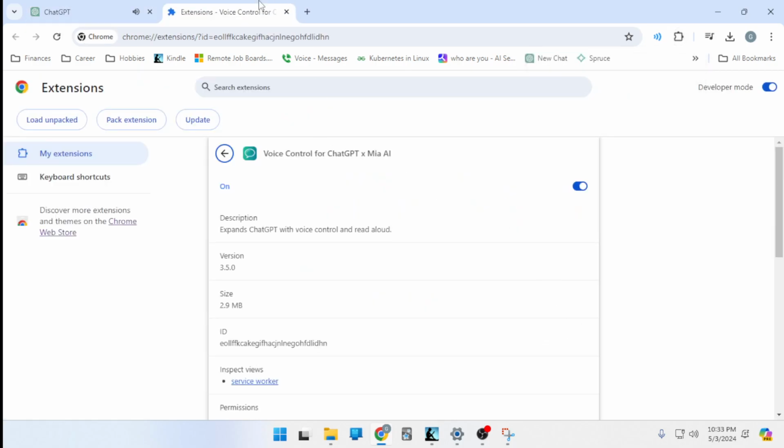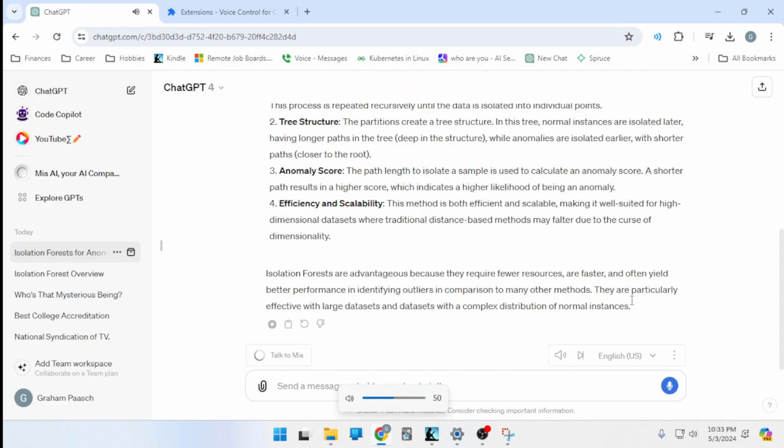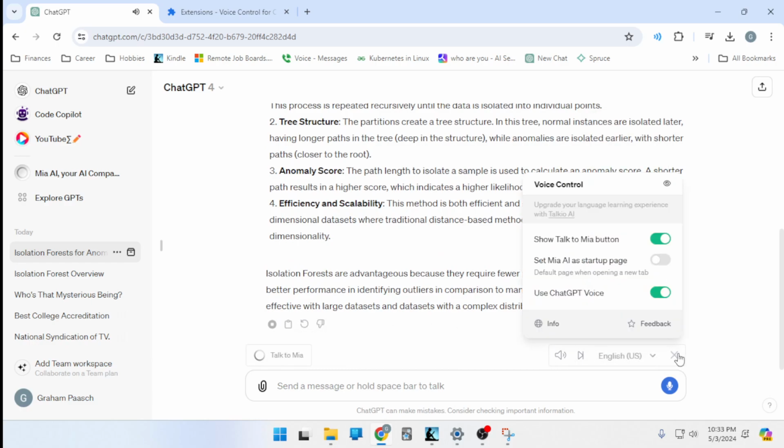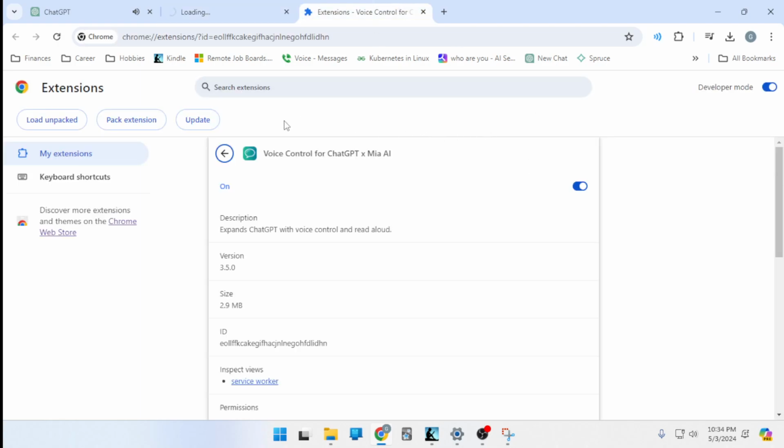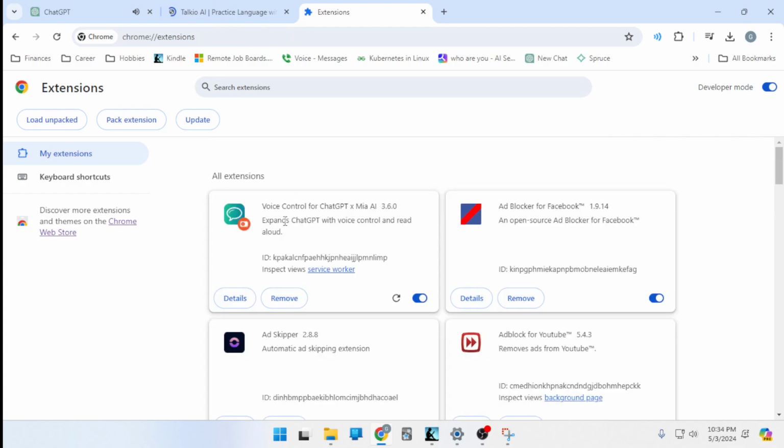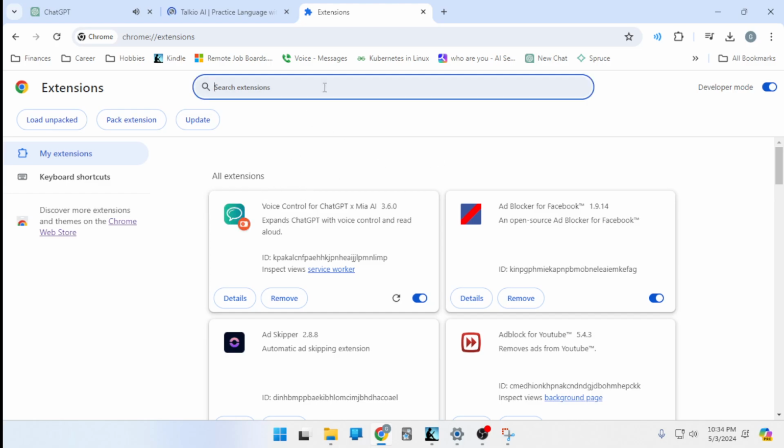Isolation forests are a type of algorithm primarily used for anomaly detection. They work by isolating anomalies instead of profiling normal data points. Here's a brief overview of how they function. 1. Random partitioning. Isolation forests randomly partition the data by selecting a feature and then randomly selecting a split value between the maximum and minimum values of the selected feature. This process is repeated recursively until the data is isolated into individual points.